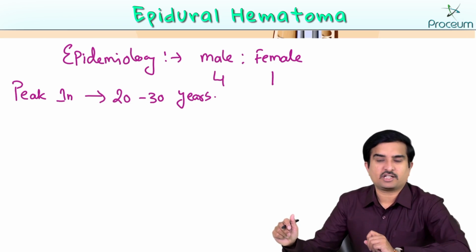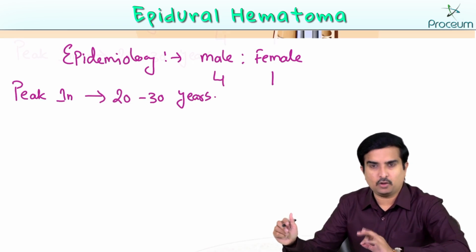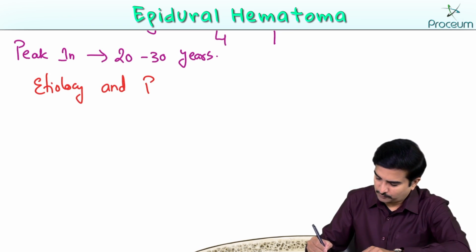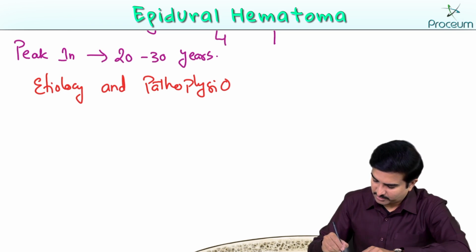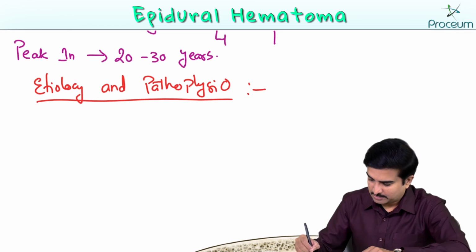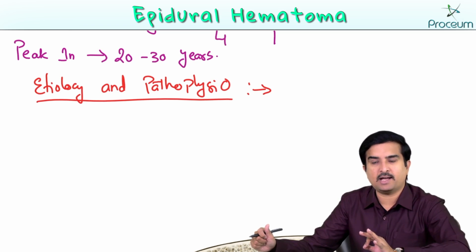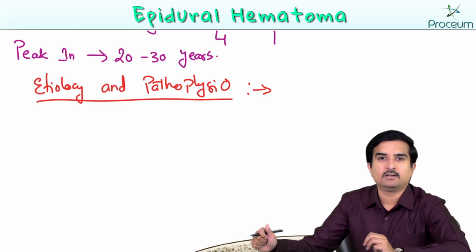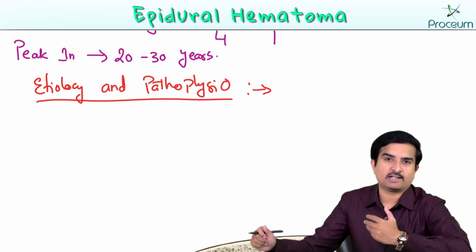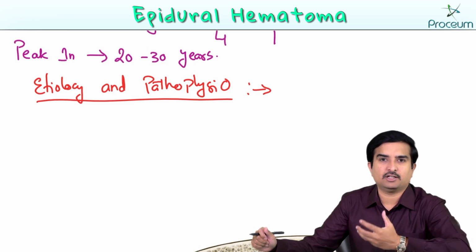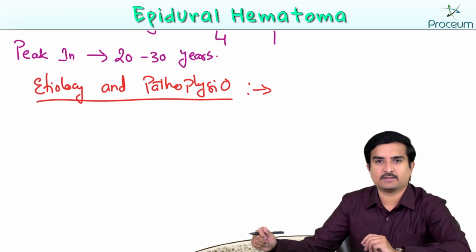Now let us concentrate on etiology and pathophysiology. This is what we are going to discuss. Etiology and pathophysiology are very, very important from the examination point of view as well as to understand the concept. As we already know, the epidural space is a potential space between the dura mater and the calvarium, or we can say between the two layers of the dura mater.